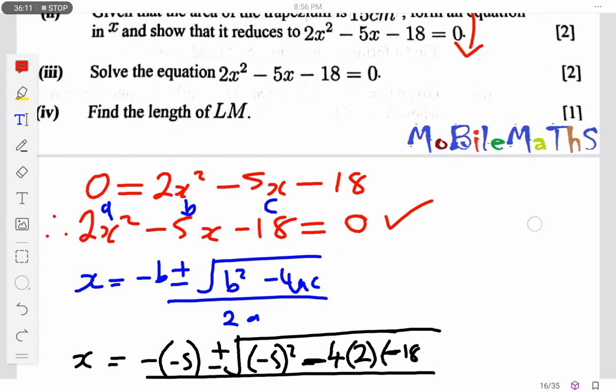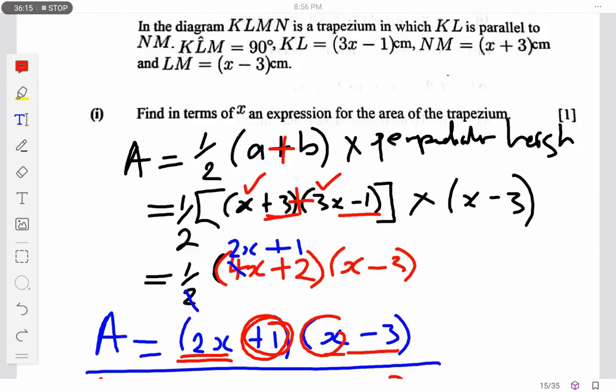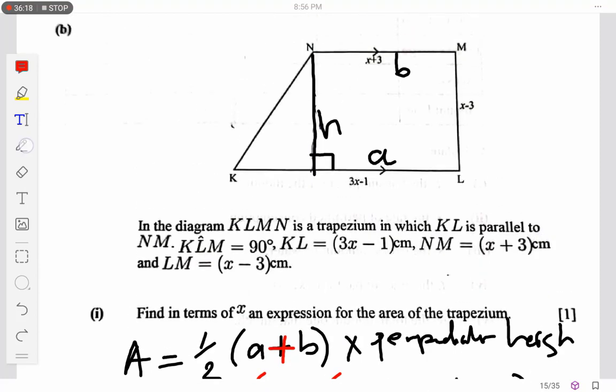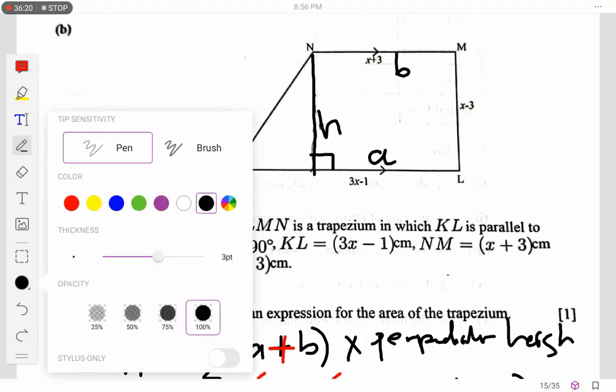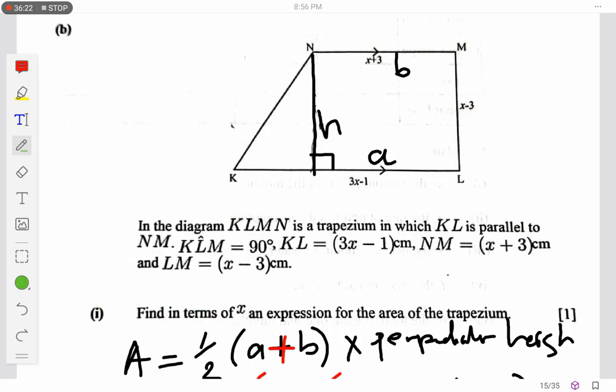Then the last part is saying find the length of LM. Where is our LM? Let's go and see our LM. Our LM is this one. This is our LM, which is x minus 3. So our LM is equal to x minus 3. We found our x value: x is equal to 4.5, and also x is equal to minus 2, like that.